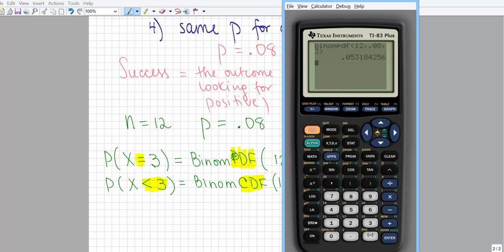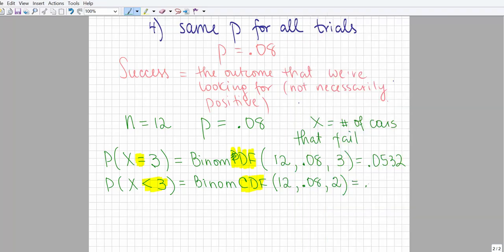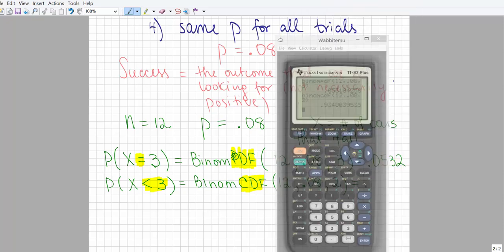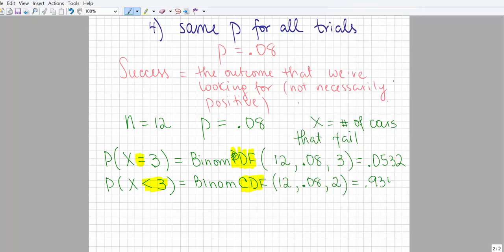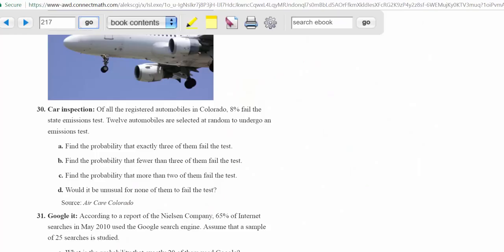I'm going to go to second variables and binomial CDF. C stands for cumulative addition, so we're going to do 12, 0.08, up to 2. 0.9348. Okay. All right, let's keep going.